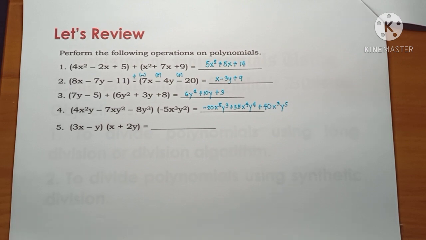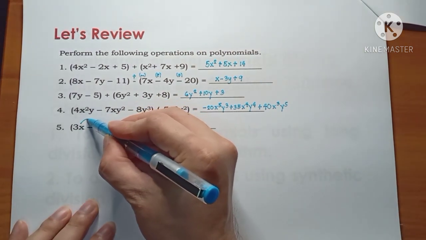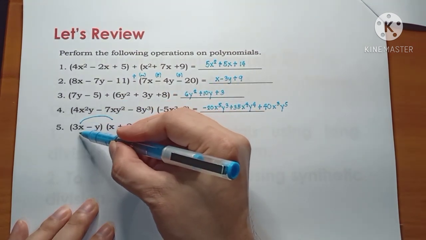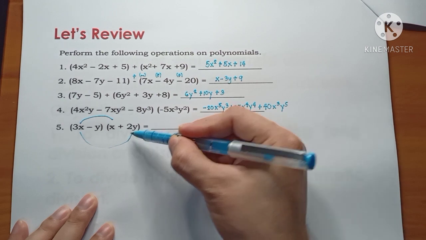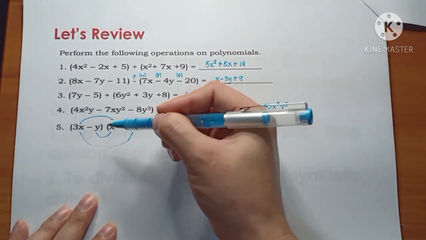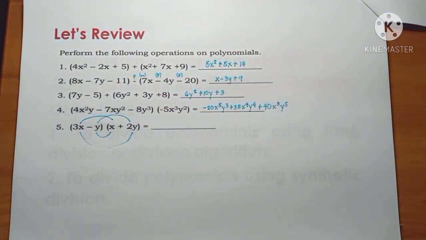Okay, how about number 5? So sa number 5 naman, alam natin yan, ginagamitan natin yan ng FOIL method. So we have the first, and then yung outer natin, then yung inner, and then ang ating last, kasi tinatawag na FOIL method.